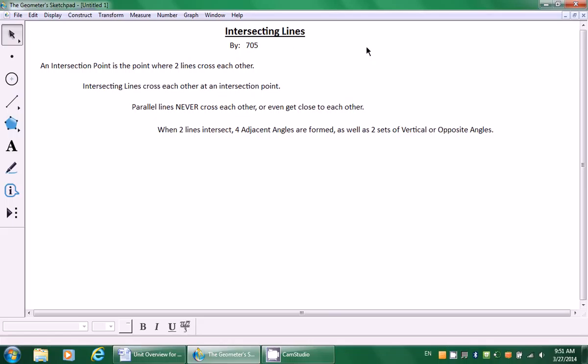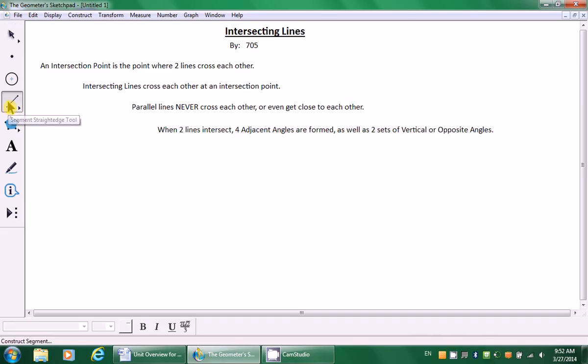Alright, a couple pieces of vocabulary that we have to take care of. First one: an intersection point is the point where two lines cross each other. Intersecting lines cross each other at an intersection point. Parallel lines never cross each other or even get close to each other. And when two lines intersect, four adjacent angles are formed, as well as two sets of vertical or opposite angles. So let's demonstrate all of these pieces of vocabulary.